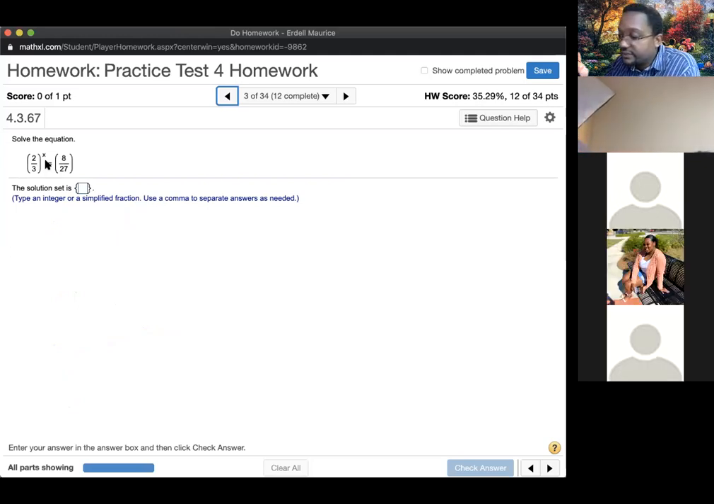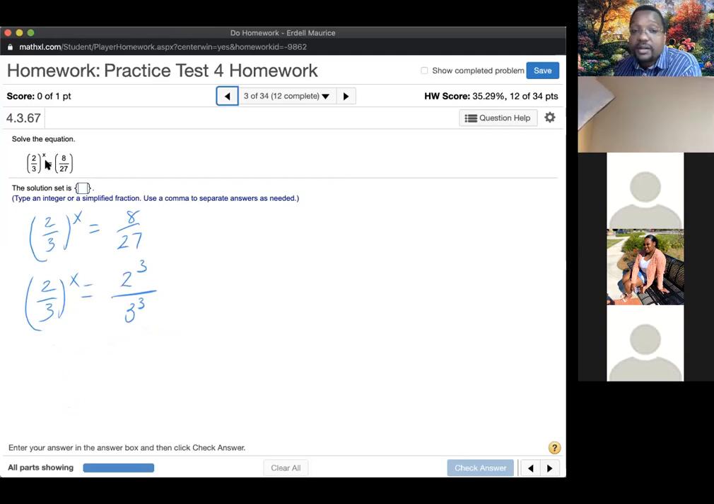So this one right here, that's 2 over 3 raised to the x is equal to 8 over 27. 8 is 2 cubed. 27 is 3 cubed. The most important part about this problem is actually that the bases are the same. Because the powers are the same, I can factor them out. That's actually 2/3 raised to the 3rd power. And then the answer becomes clear. Cancel, cancel. x is 3.